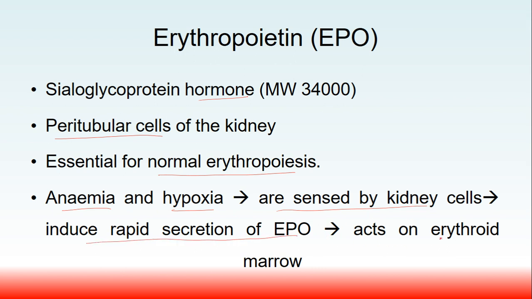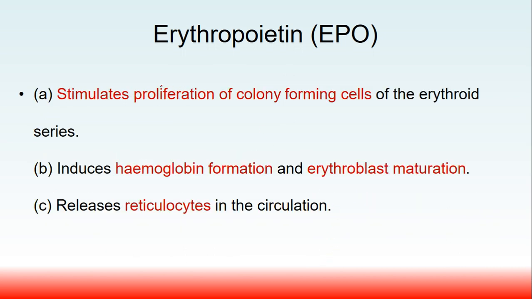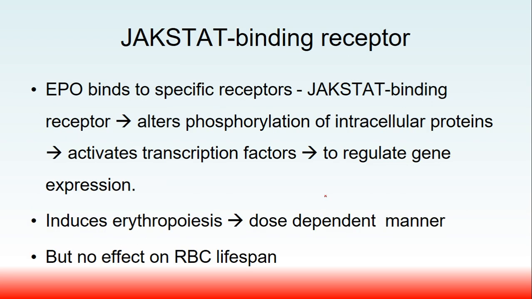This erythropoietin will act on the erythroid marrow. After acting on the erythroid marrow, it will stimulate the proliferation of colony forming cells of the erythroid series and induce hemoglobin formation as well as erythroblast maturation, and it also helps in the release of reticulocytes into the circulation.